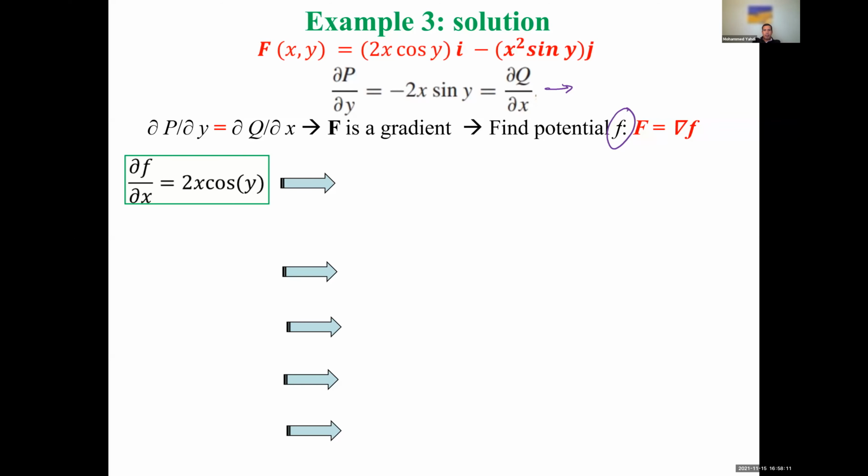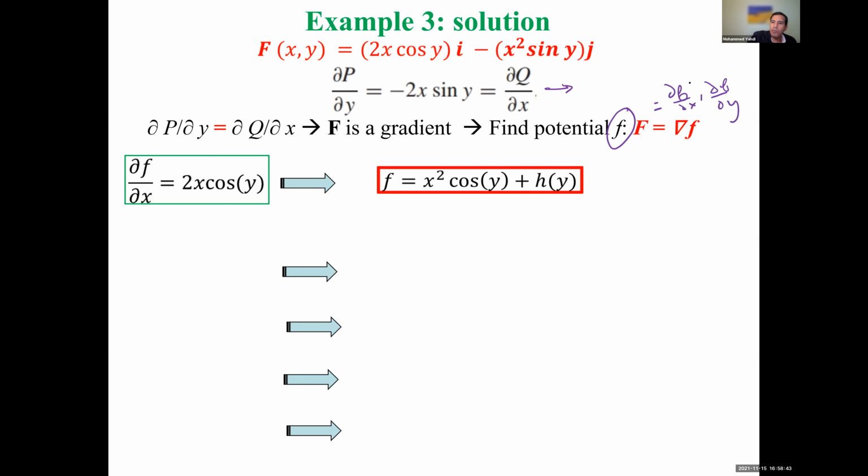Okay, welcome back. So here after testing the curl, the partial derivative of p with respect to y equals the partial derivative of q with respect to x. We're gonna follow the same main process of finding the potential function little f. So first, the gradient of f, as you know, is the partial derivative of f with respect to x, partial derivative of f with respect to y. So the first one has to go with the first one, second one has to go with the second one.